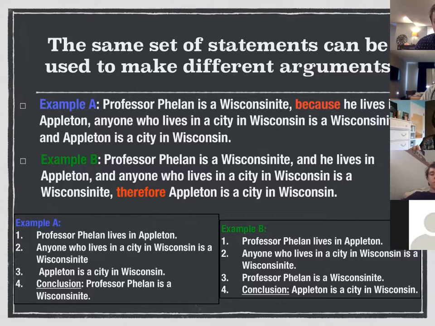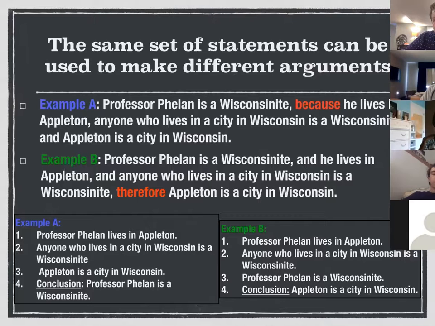Yeah, so let's swap this out, though. Let's say Professor Phelan lives in Dallas. Anyone who lives in a city in Wisconsin is a Wisconsinite. Professor Phelan is a Wisconsinite. And then let's add another one in there, which is anyone who is born in Wisconsin is a Wisconsinite. Professor Phelan was born in Wisconsin.